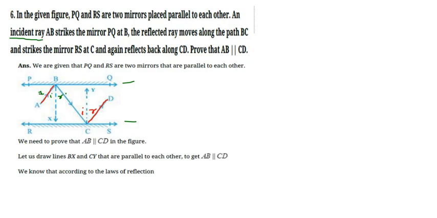Now it is quite simple. We know that angle of incidence equals angle of reflection, right? So what will be equal? Angle ABX will be equal to angle CBX. Angle of incidence equals angle of reflection. Also angle BCY equals angle DCY, right?